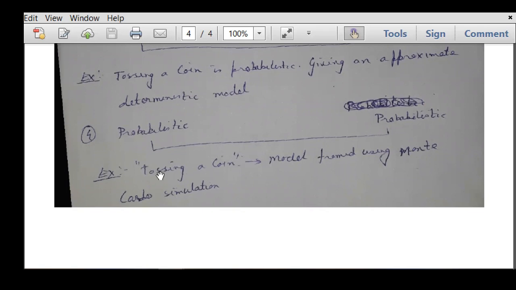So these are the things we are including in the introduction part of this mathematical modeling, and also the introduction of the Monte Carlo simulation method. Okay. So let us stop here.